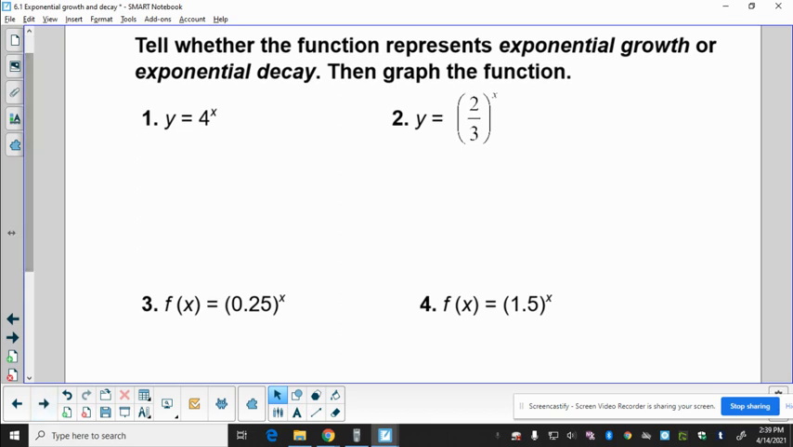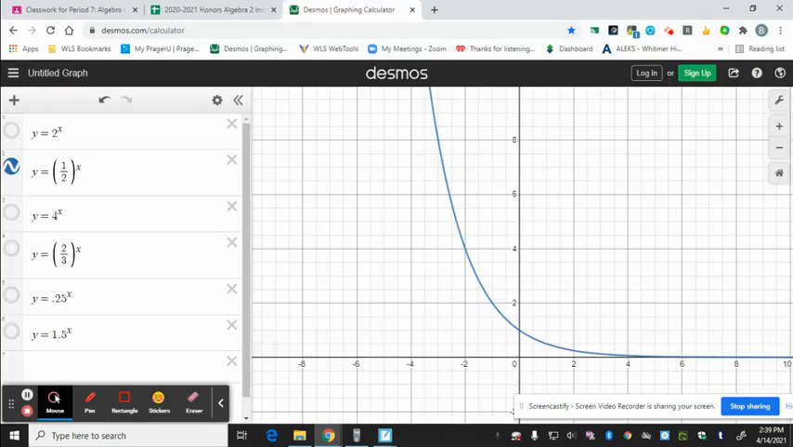Okay. Why don't you everybody give those a try and tell me if they're growth or decay. All right. So in number 1, because this 4 is larger than 1, this would be growth. And we could look at a picture of this on Desmos. There it is. You can see it's growth. That value of B, or the parentheses 1 plus or minus R, is bigger than 1. That's growth.